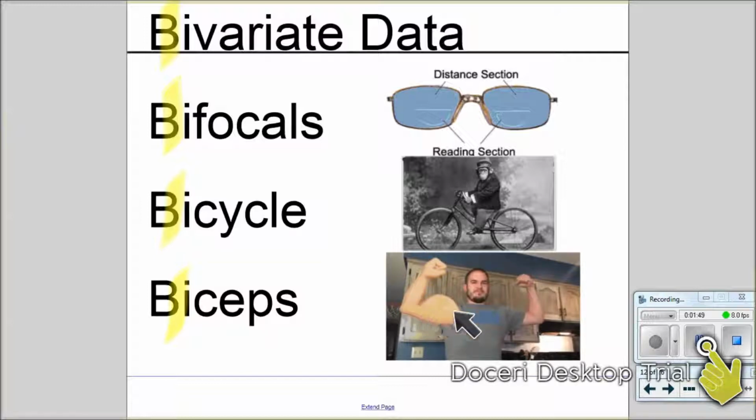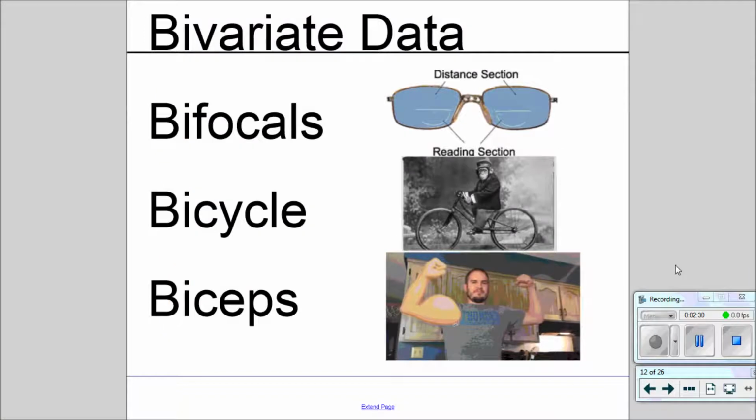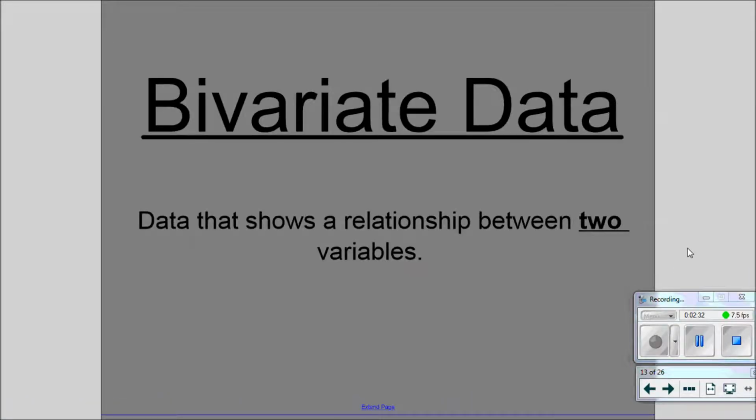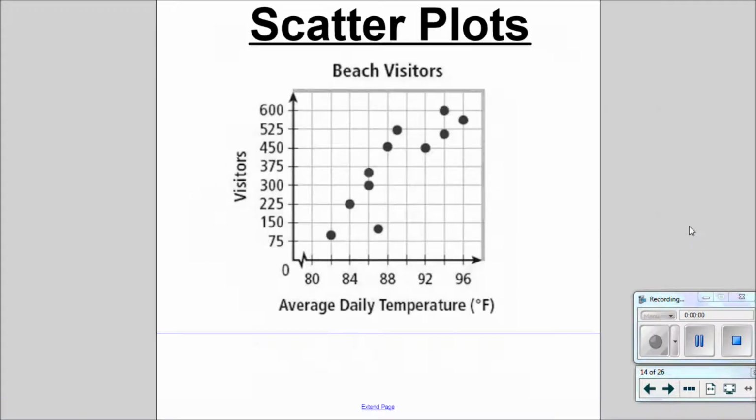And biceps, remember, have two muscles that actually attach into our shoulder muscle. Sorry, it's one muscle that splits off into two sections to attach into our shoulder muscle. So using those things that we just learned, we come up with this definition for bivariate data. Bivariate is data that shows a relationship between two variables. So hopefully you came up with that. That bi in bivariate means two. So we're talking about two different things or two different categories as we're going through our information on our scatter plot. So let's take a look at a scatter plot.